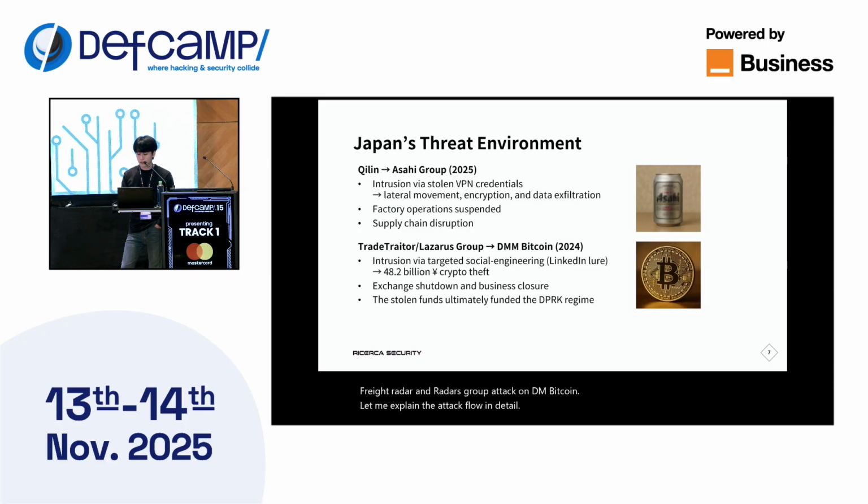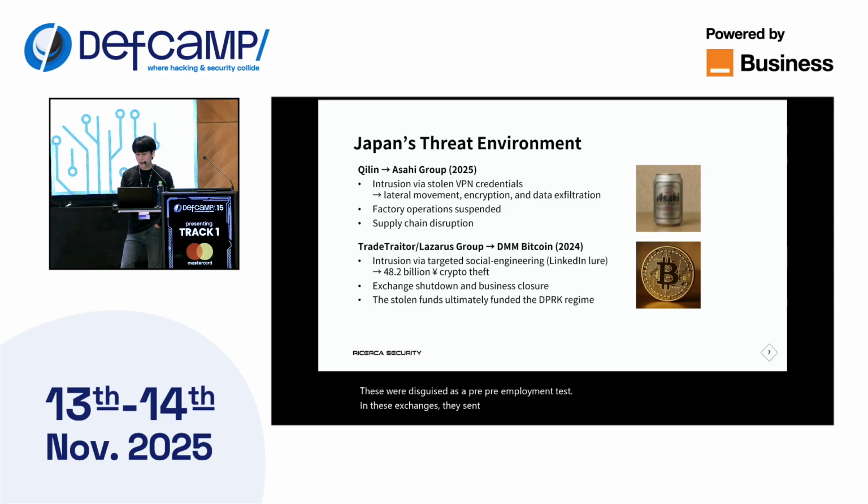First, TradeTraitor contacted an employee of a related company of DMM Bitcoin. They used LinkedIn. They sent messages such as, "I was impressed by your skills. I want to learn programming." After successful contact, TradeTraitor exchanged messages with the employee. These were disguised as a pre-employment test. In these exchanges, they sent a URL.